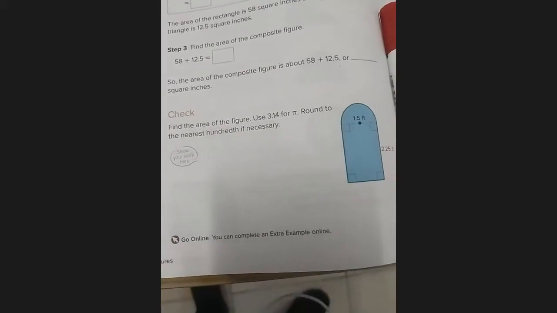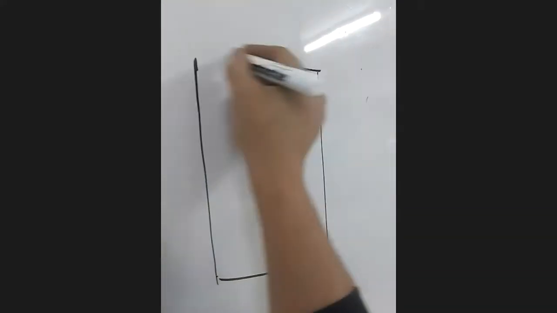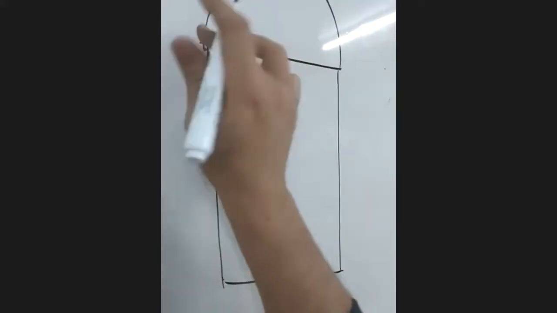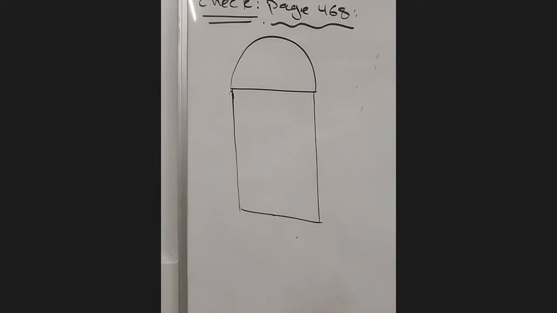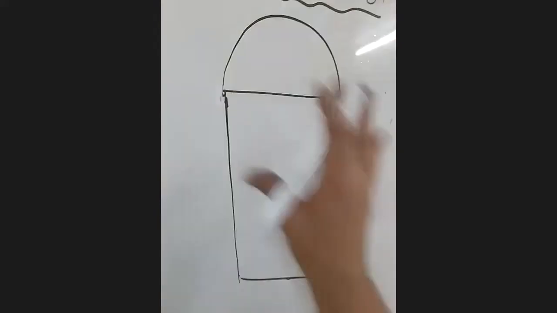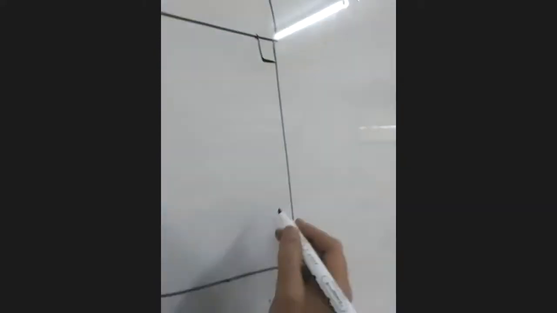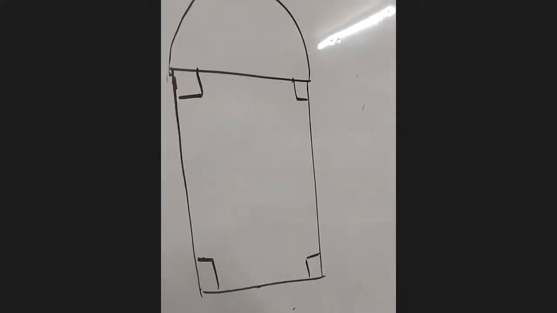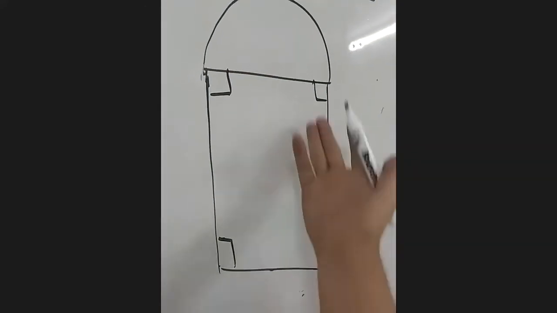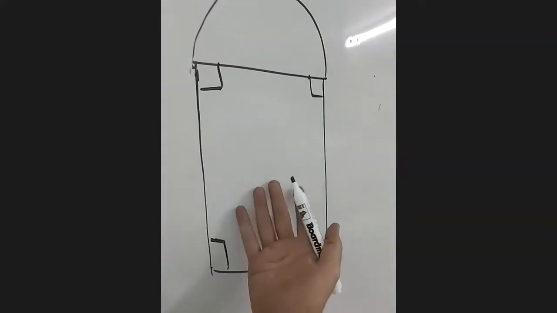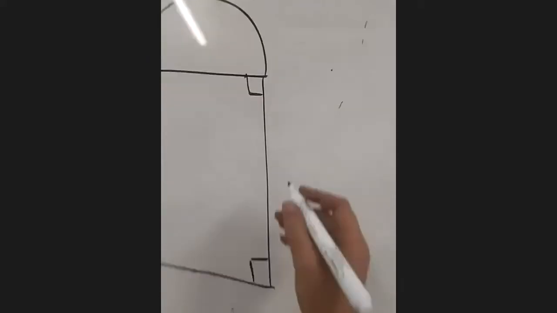Find the area of the figure. Use 3.14 for pi. Round to the nearest hundredth if necessary. So we have this figure here, and the dimensions are given. Here we have a right angle, right angle, right angle, right angle, right? Means this is a rectangle. The width of it is 2.25, or the length.